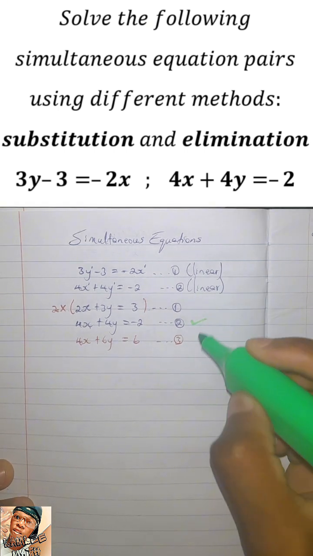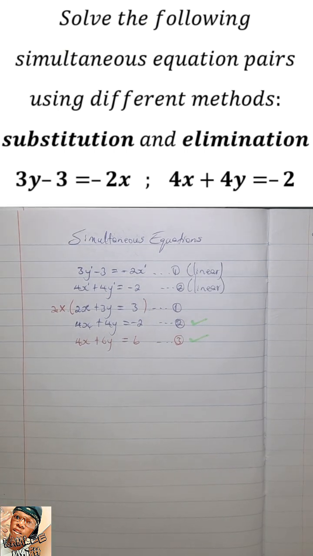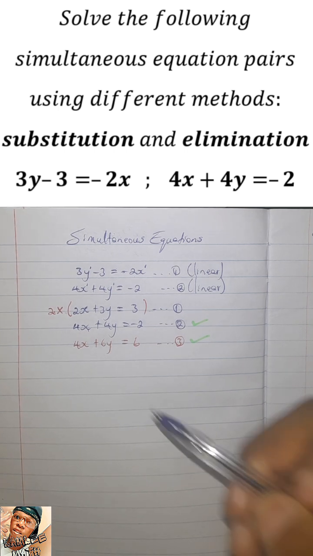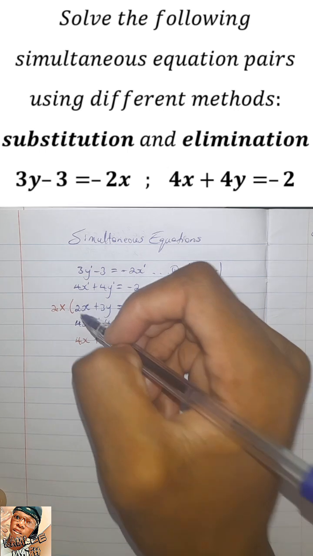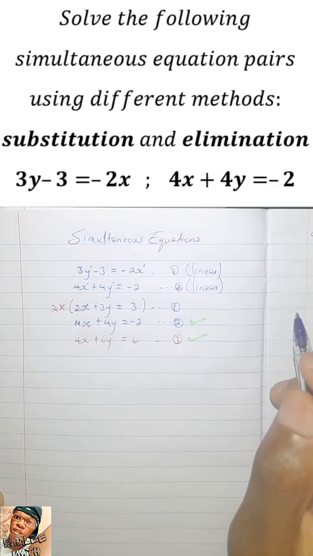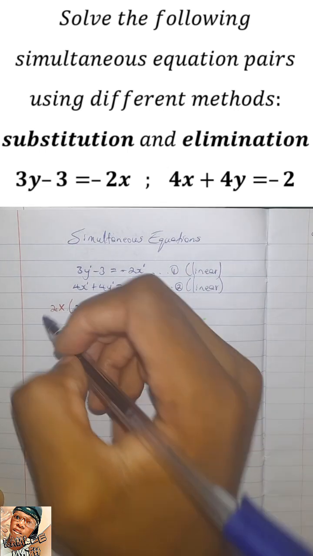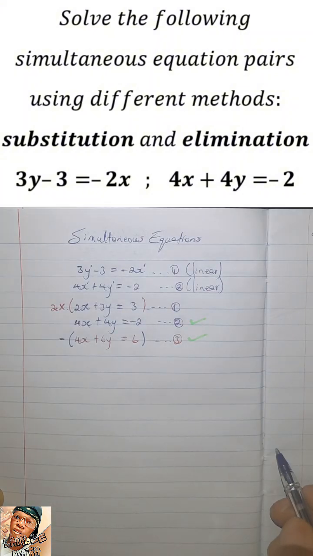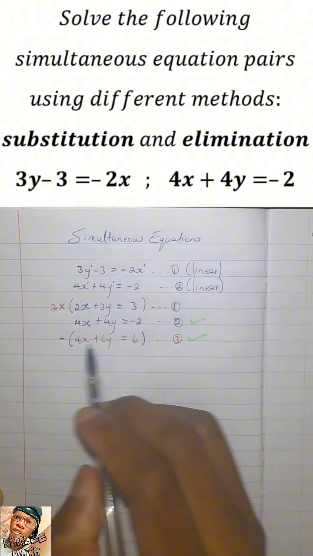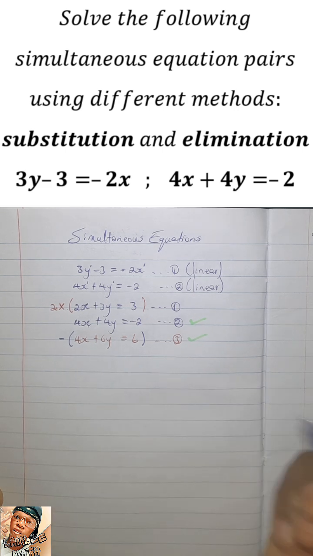Equations 2 and 3. Forget about 1 now, because 1 has helped us get to equation 3. Now what we have to do is subtract the third equation from the second one. So we're going to subtract the third equation from the second one, meaning the second equation minus the third equation.